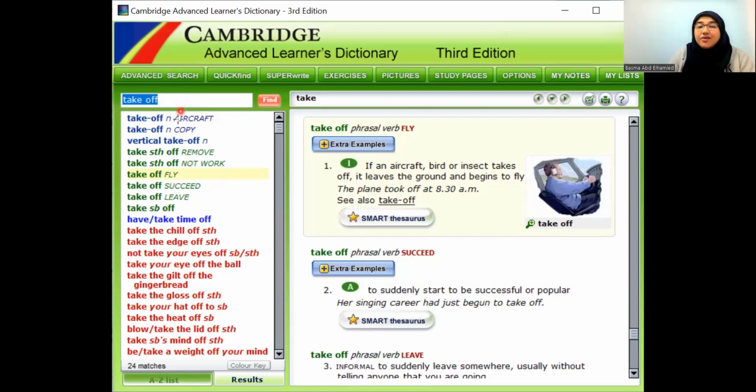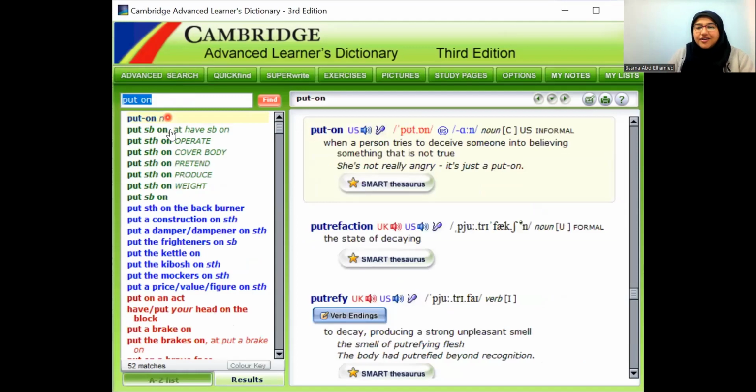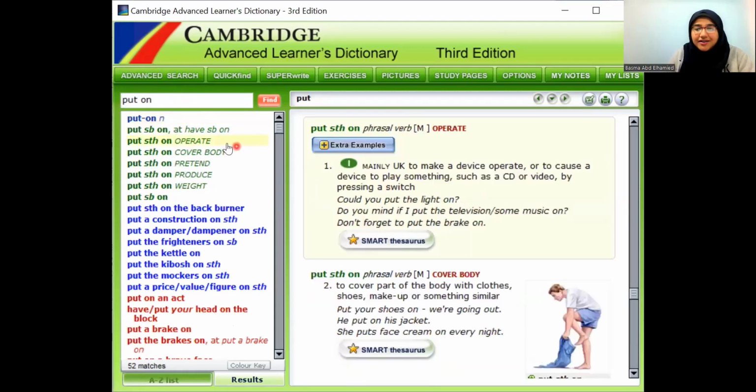Now let's try with the phrasal verbs with put. Let's take them one by one. So we had put on. Put something on, like when put some music on is to make a device operate, to play something. Like, could you put the light on? Do you mind if I put the television, some music on? Don't forget to put the brake on.